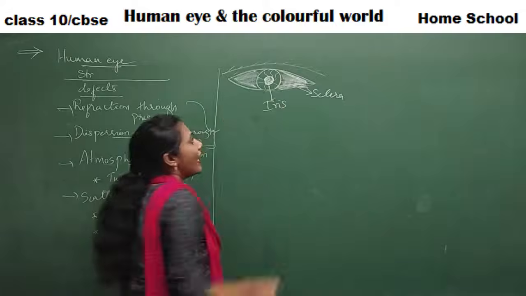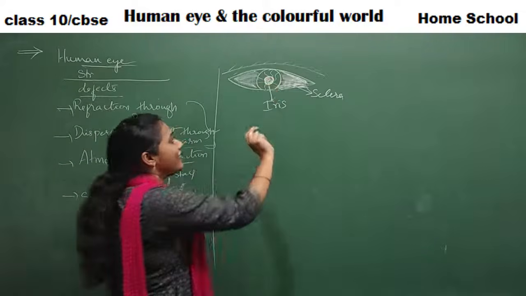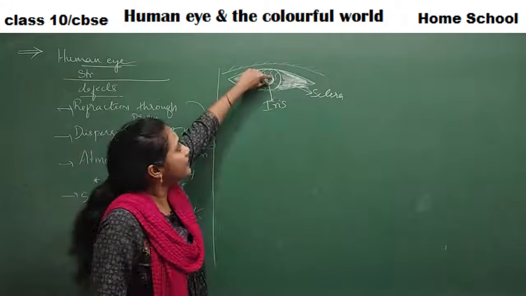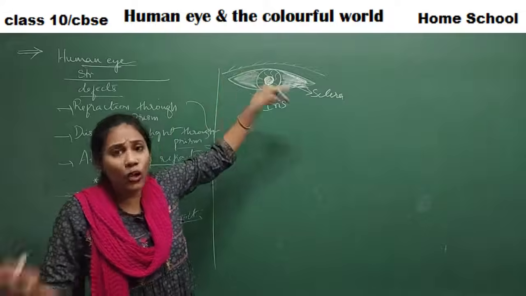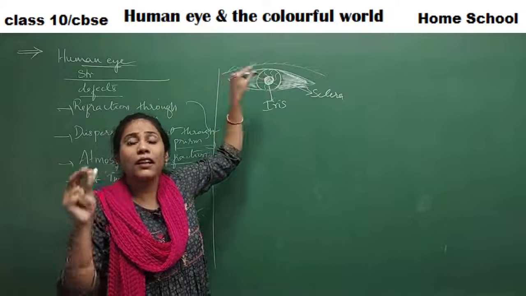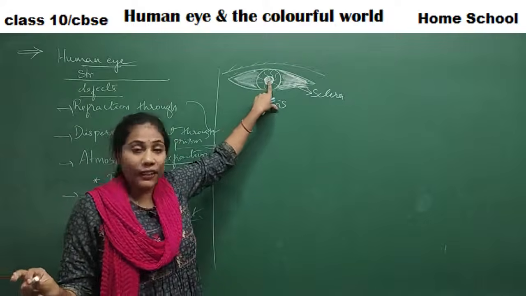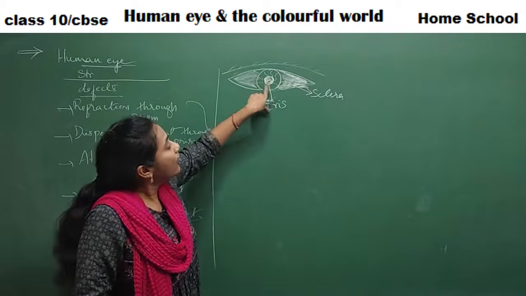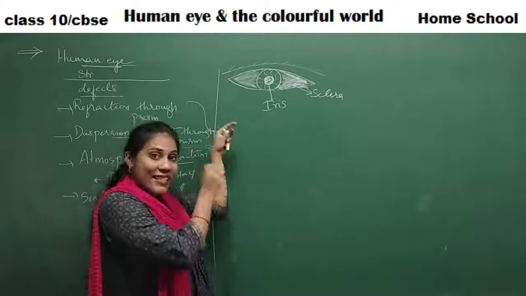What is the word? Iris. And inside the iris, in the middle of the iris portion, you have a hole, a very dark black colored structure. Actually, it is the opening of the eye.